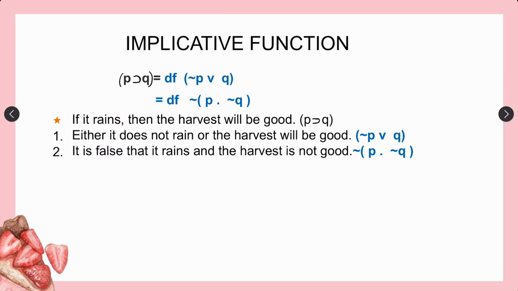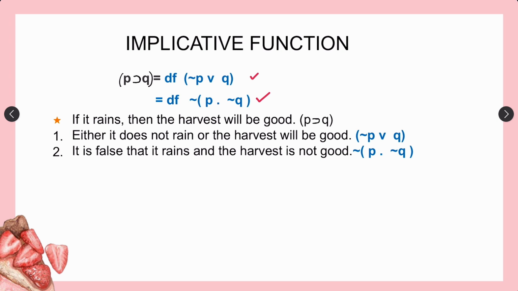Now let's move to the next one, which is again very important, that is your horseshoe. That is implicative or conditional function. So in this case again we have two cases: either we change to wedge or we change to dot. If we change to wedge, it will be negation P wedge Q, and if you want to change to dot, then negation P dot negation Q. So these formulas are very important, you have to memorize them.